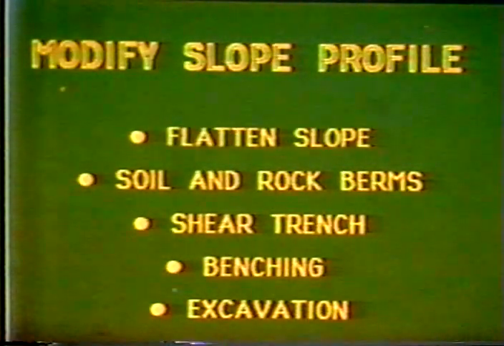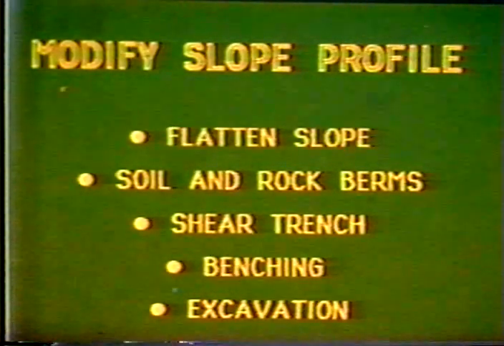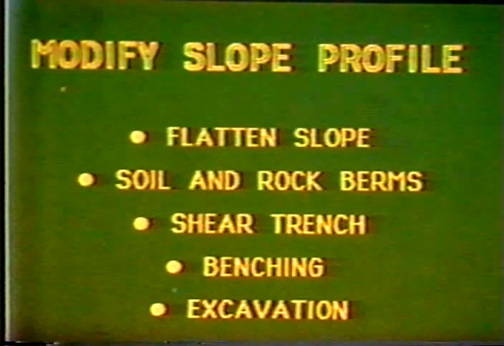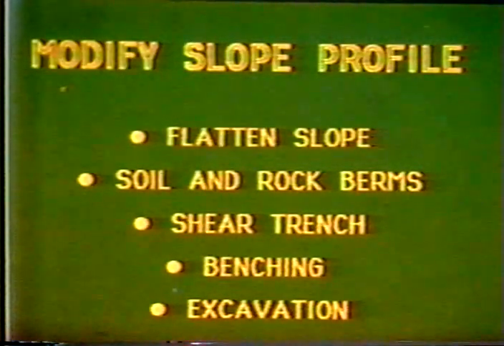Let's look at what kind of techniques we can use for modifying the slope profile. Well, there's several things we can do. We can flatten the slope. We can use soil and rock berms at the toe of the slope. We can use shear trenches, and we'll get into the discussion on this. We can bench the slope, and also we can use excavation. Let's look at how we would flatten the slope.